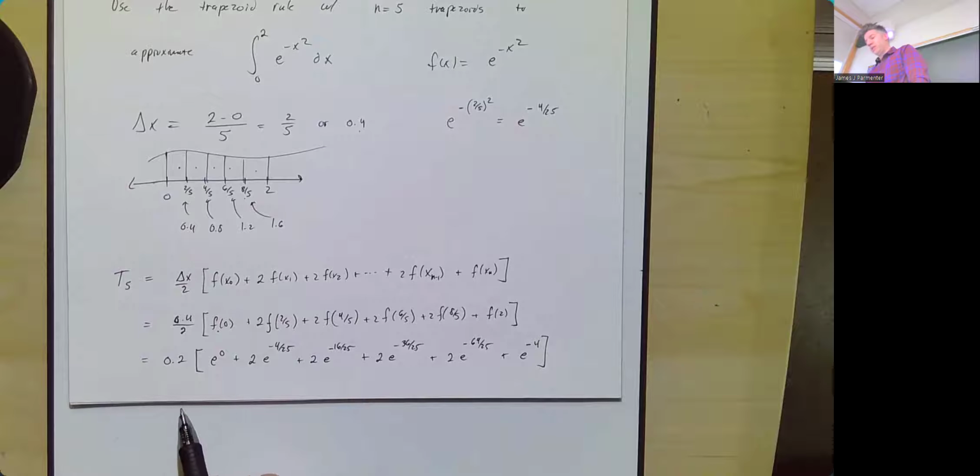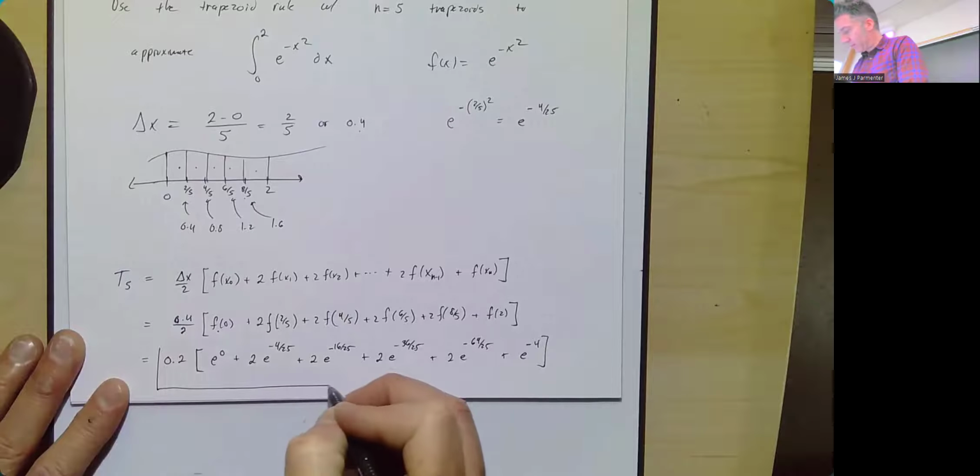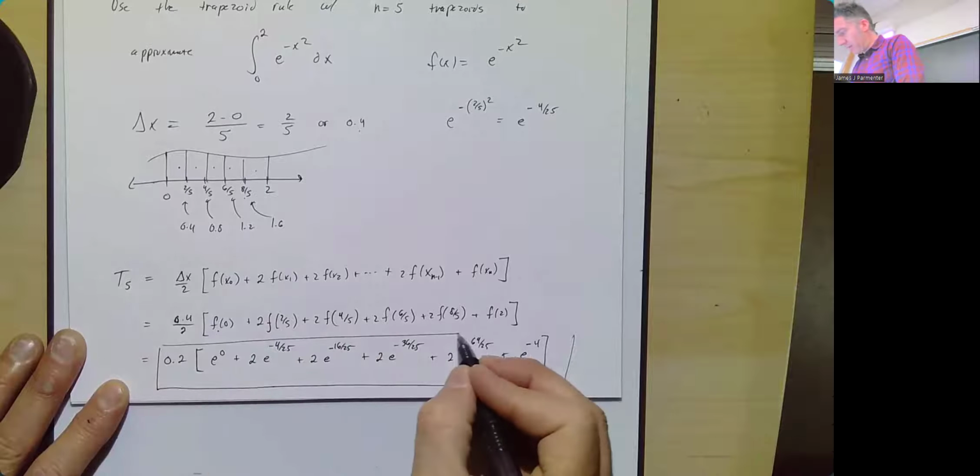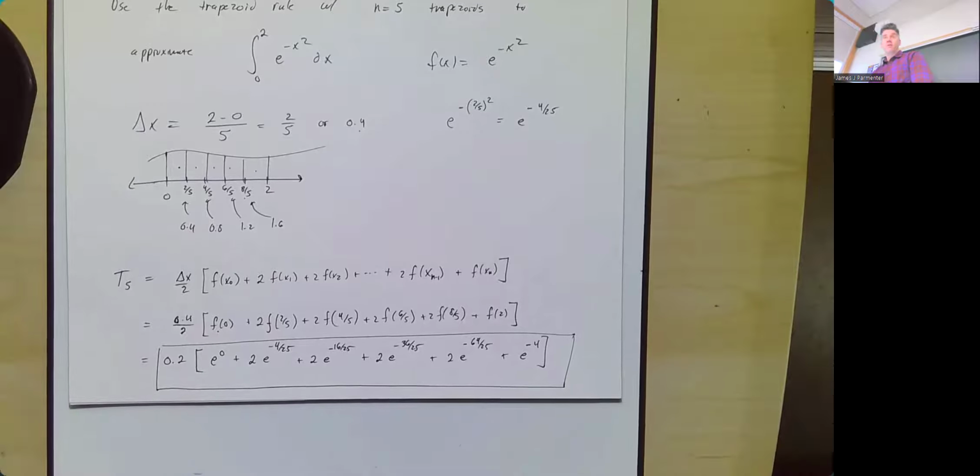The only thing I might change is that 0.2 is a 1/5 instead of a 0.2, since I was using fractions. But there is your estimate of the area under this curve using n equal to 5 trapezoids. And there's really not anything else we can do here. That's your final answer on a test where you're not using a calculator.